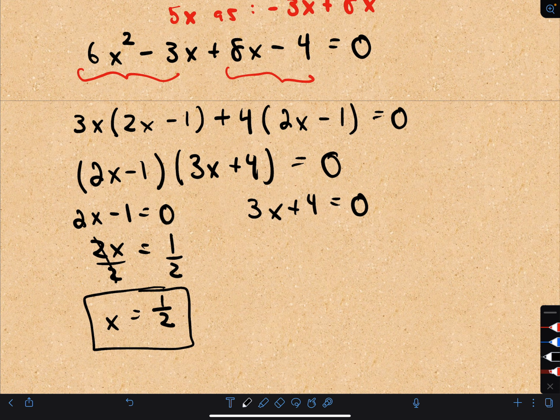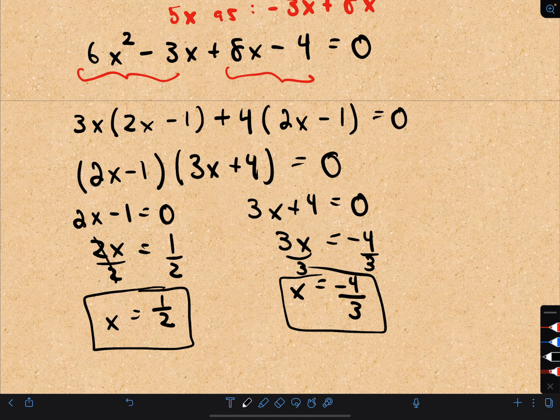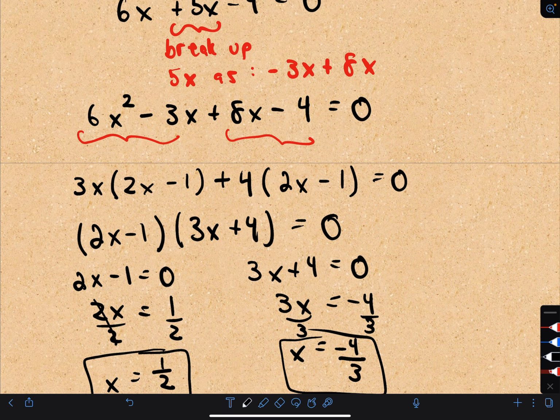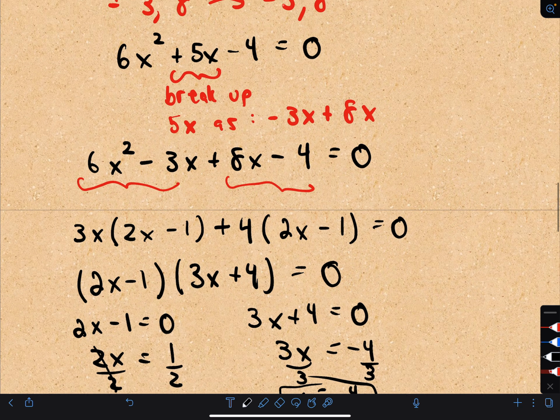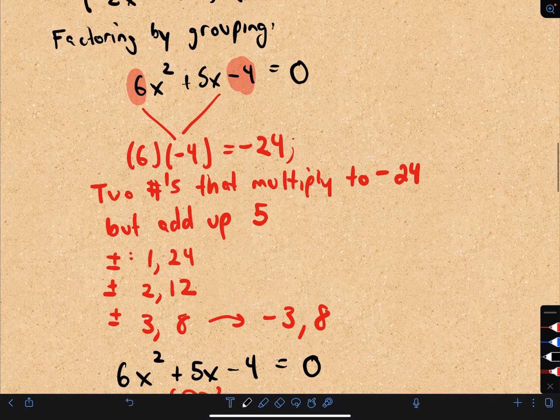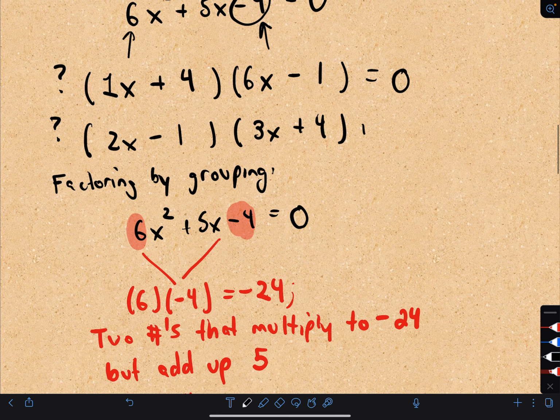For the second equation, I could subtract 4 from both sides. That would leave me with 3x equals negative 4. And then I could simply divide both sides by 3 and be left with x equals negative 4/3. That's going to be my other solution. So this is factoring by grouping. You could have done this by trial and error. I think I actually even maybe got lucky and had it up here. It looks like I did have it just by chance.